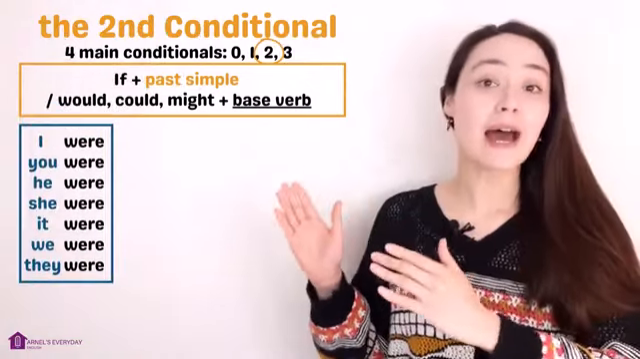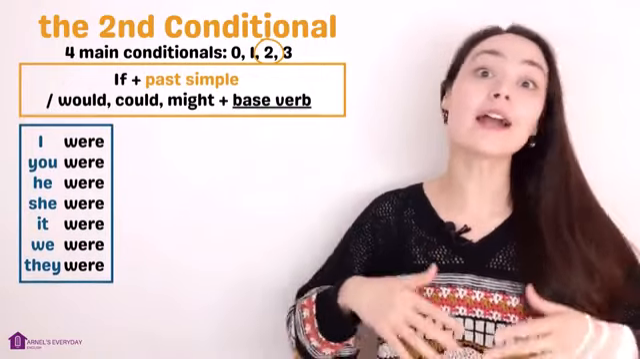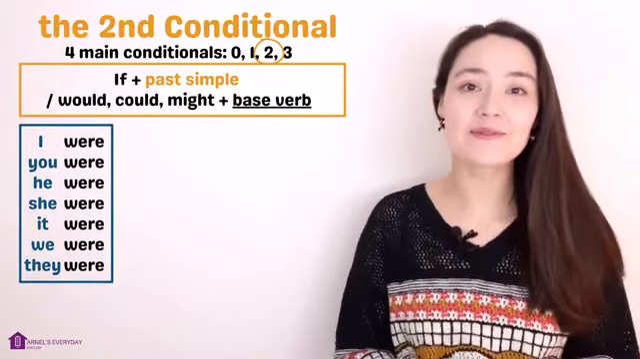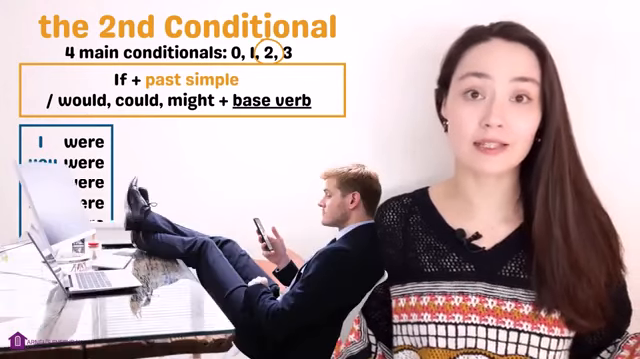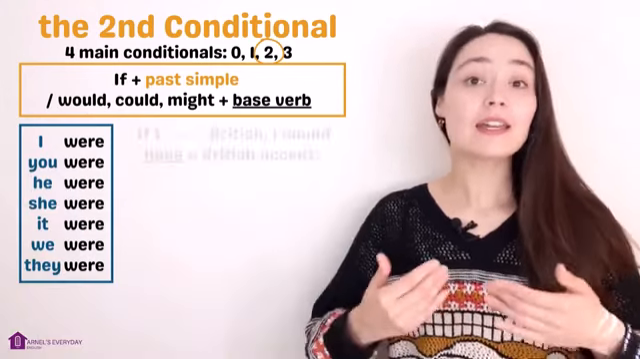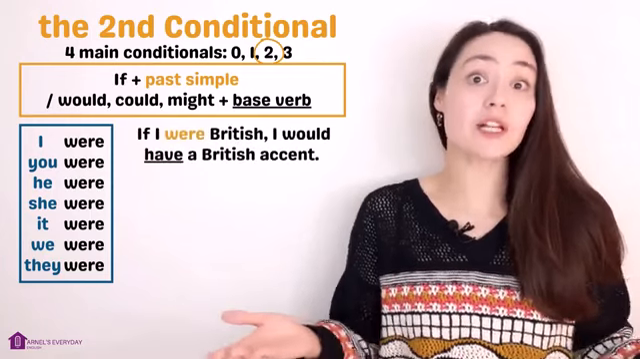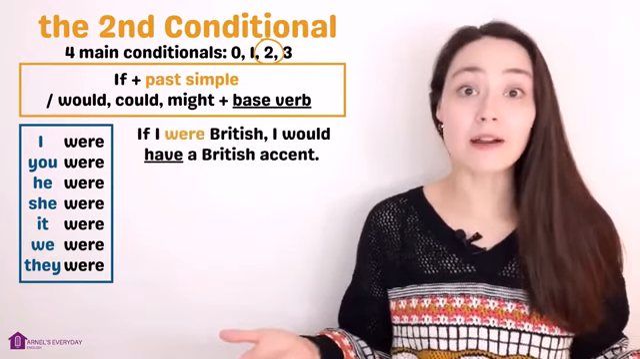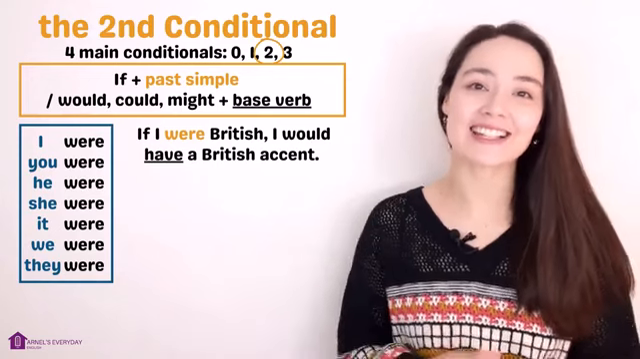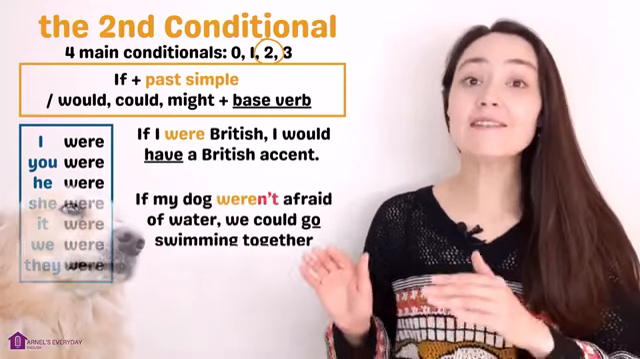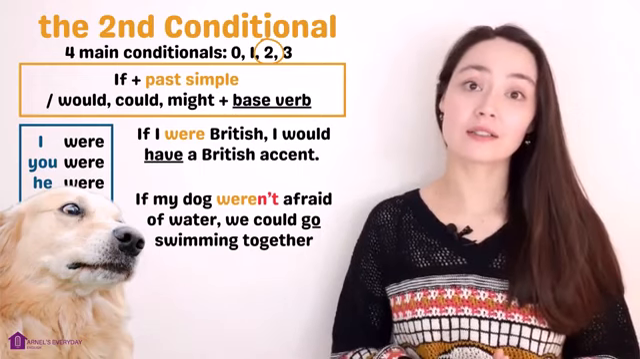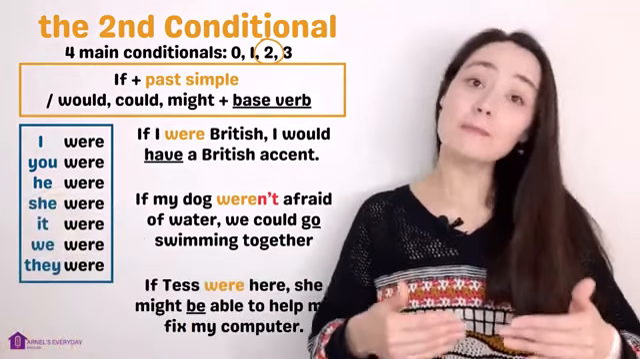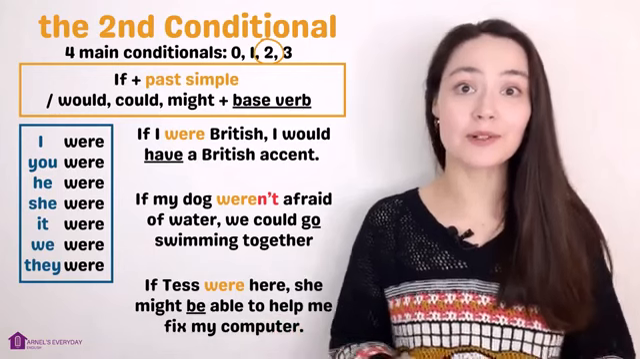Here I have the past be forms. Finally, we're getting to the past be forms. You can see the same for all subjects. Be Mr. Lazy. If I were British, I would have a British accent. But I'm American, so I don't have a British accent. If my dog weren't afraid of water, we could go swimming together. If Tess were here, she might be able to help me fix my computer.